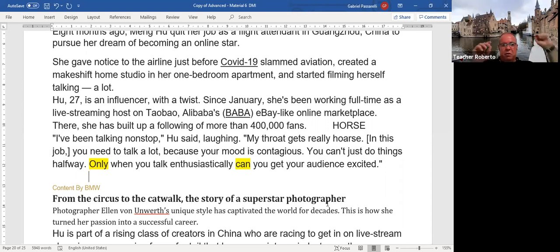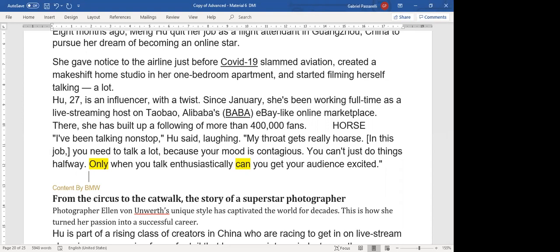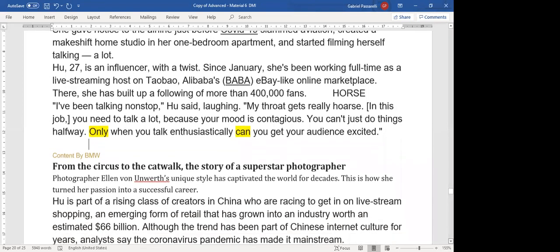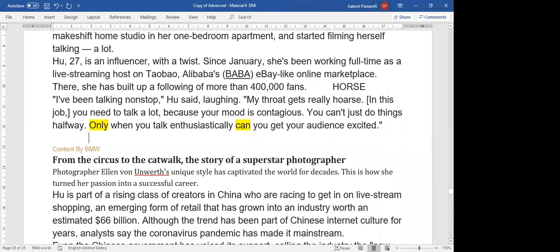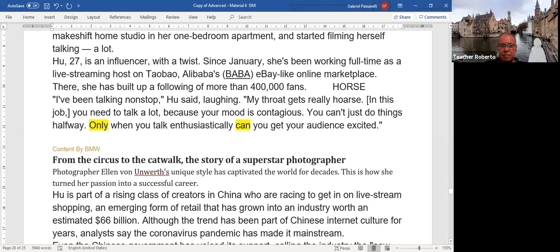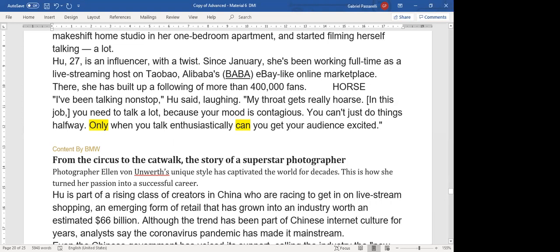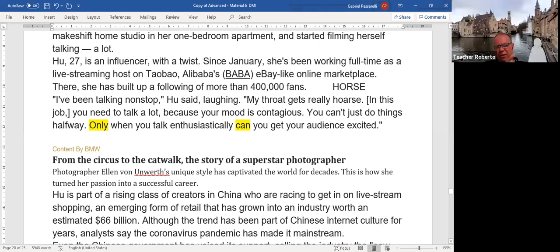From the circus to the catwalk, the story of a superstar photographer. Photographer Ellen von Unruh's unique style has captivated the world for decades. This is how she turned her passion into a successful career. Yeah, probably this was a photograph that didn't come when I copied the article from CNN, okay?